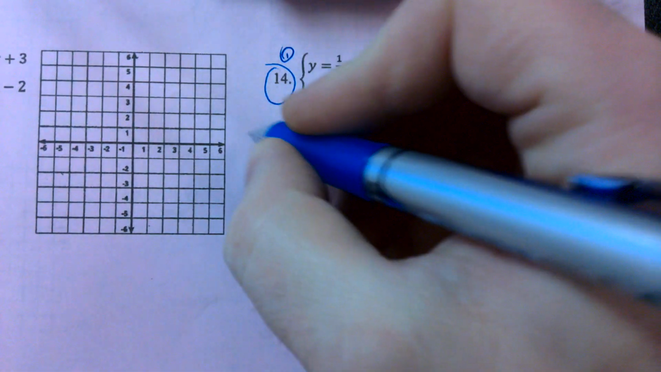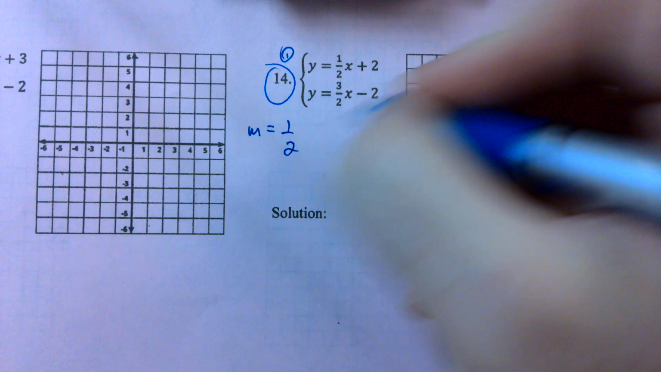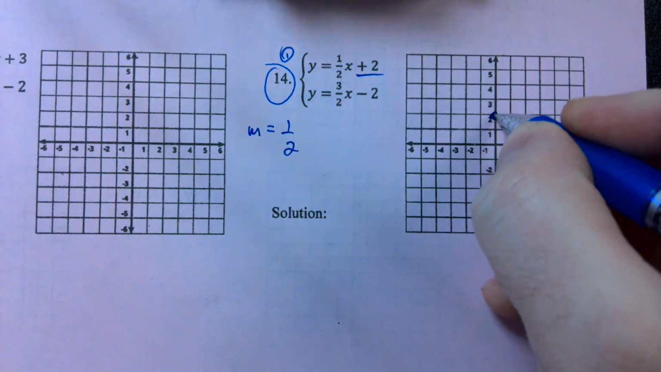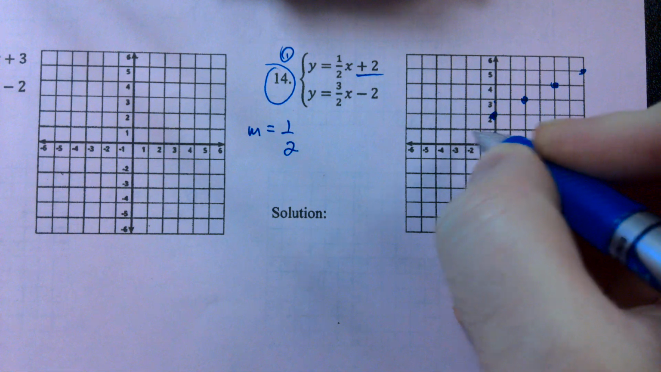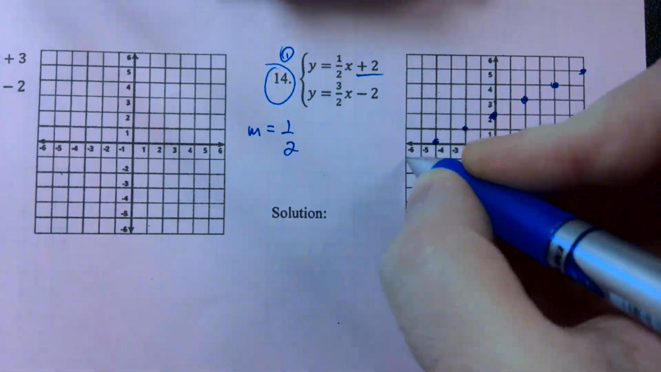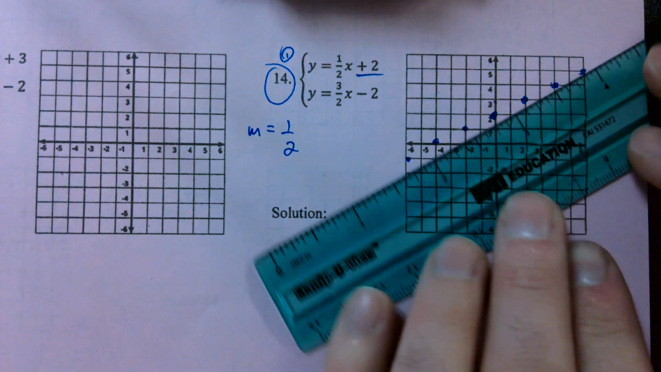Finally, number 14. Number 14, my slope for the first line is 1/2. I'm starting at 2. Boom. Up 1 over 2, up 1 over 2, up 1 over 2 because of my slope. Reverse it, down 1, left 2, just like that.